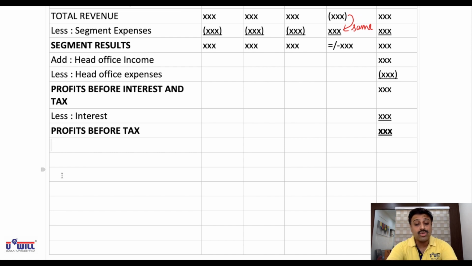Now after this, we show the information about the assets of the company. So what information do you show about the assets of the company? First, you write segment assets.